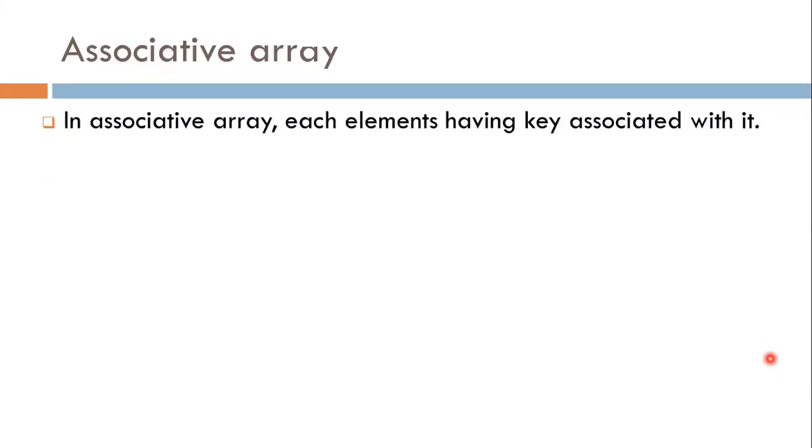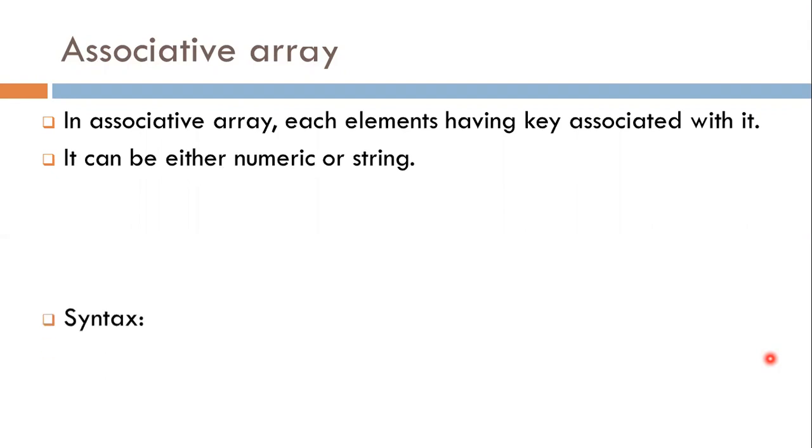There are three types of array which were discussed in a previous video. First is numeric array or index array, second one is associative array, and third one is multidimensional array. In a numeric array, the key associated with each and every element of the array is an integer, while in an associative array, each element has a key associated with it, and it can be either numeric or string.